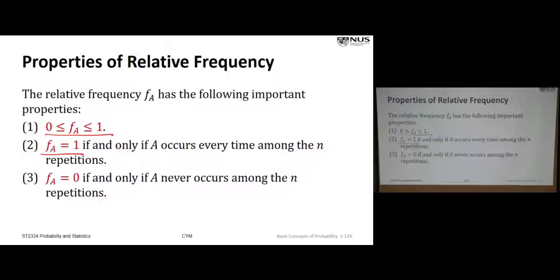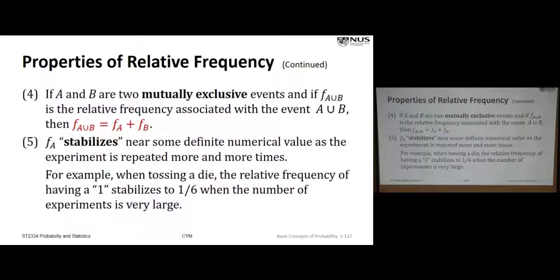On the other hand, if my event A is getting a number 7 when tossing a die, no 7. Toss again, no 7. So the chance of this event occurring is 0. And if A and B are two mutually exclusive events, then the relative frequency of this union event, A or B occurs, is just to add f(A) and f(B). This is provided that these two are mutually exclusive.